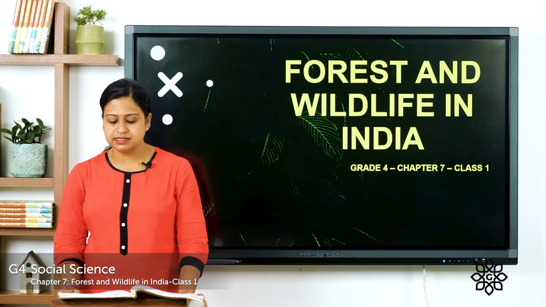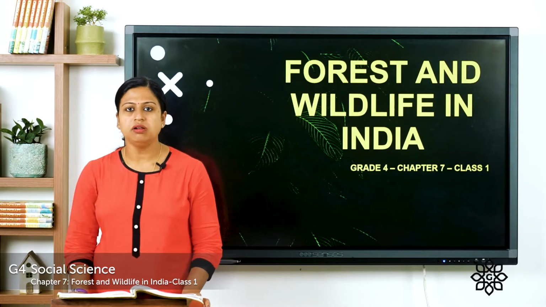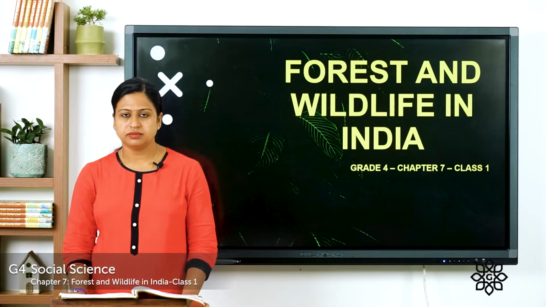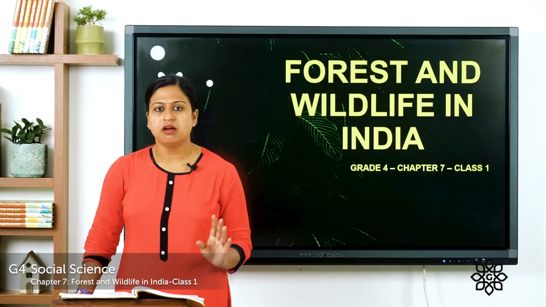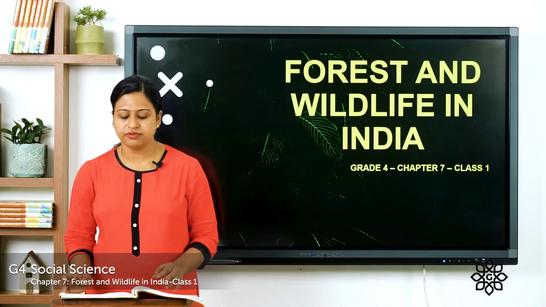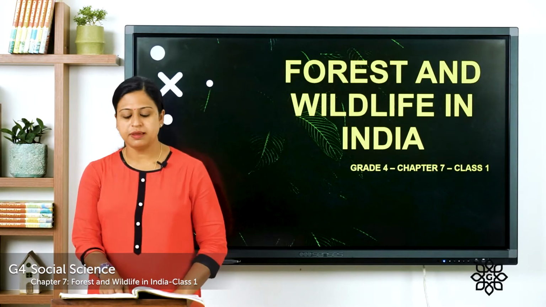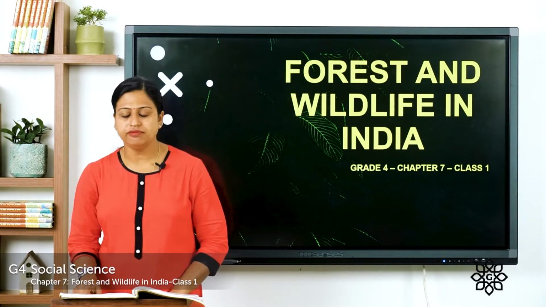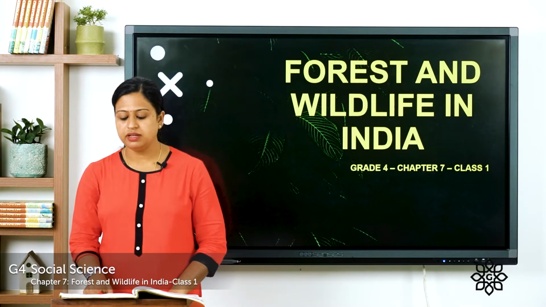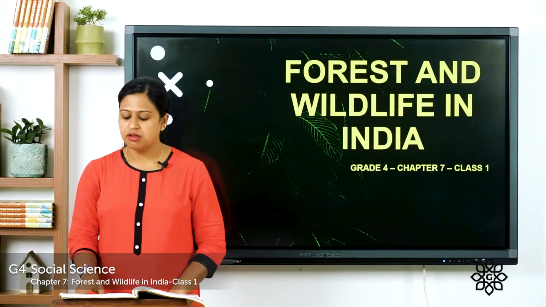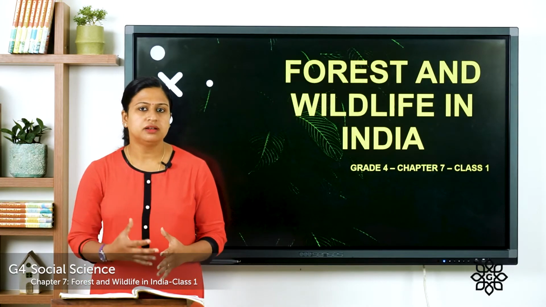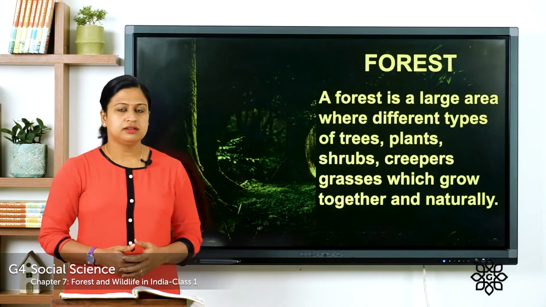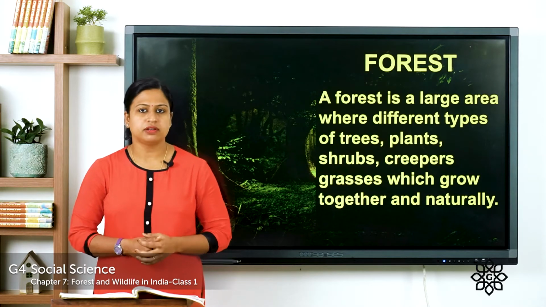On page number 61, you can see a small flow chart. The heading is Resources in India and it has two categories, forest and wildlife. In forest, we have types of forest and conservation of forest. In wildlife, we have wildlife in India and conservation of wildlife. So, we will be learning these things in this chapter. Now, first, we will discuss the forest.